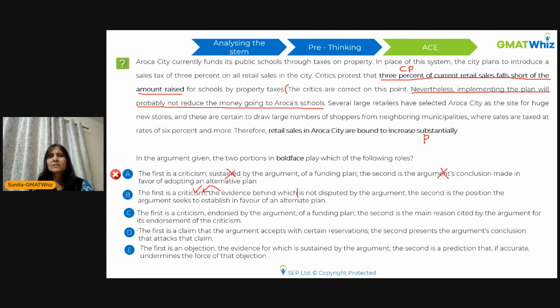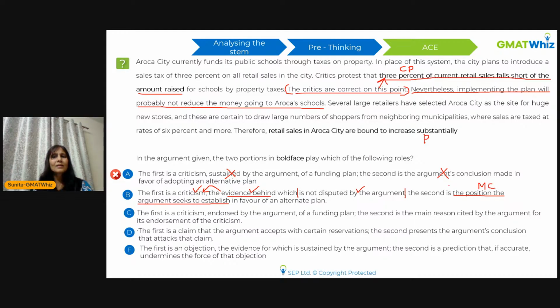Okay. Look at this part. This is supporting this, right? This is the evidence behind the criticism. So this part is, we do have evidence behind it. It is not disputed by the argument. Absolutely. That evidence is not disputed. The author says it's correct. The second is the position the argument seeks to establish. Now, this term, position that the argument seeks to establish, is a term we use only for the main conclusion.